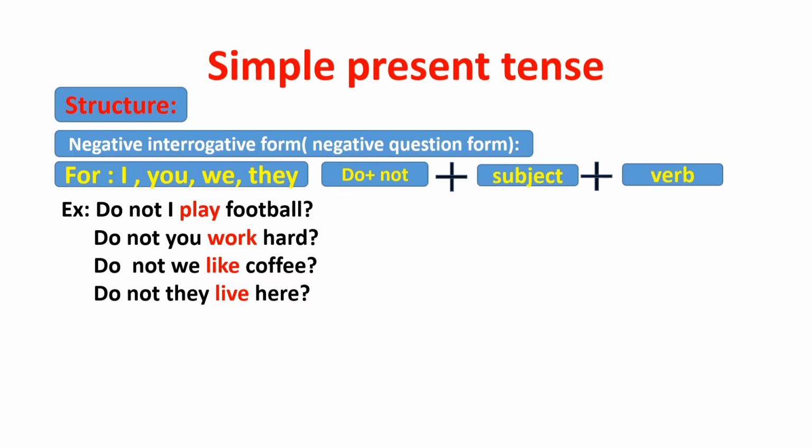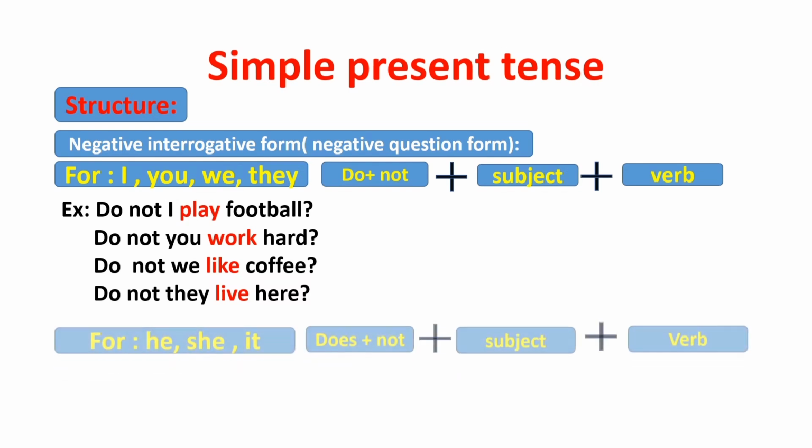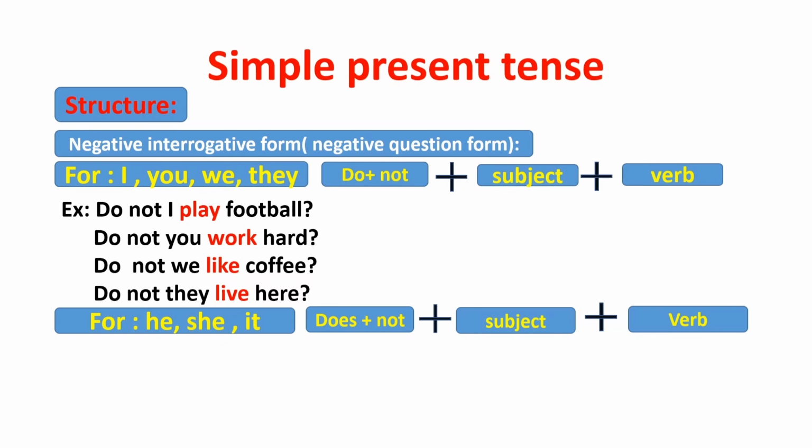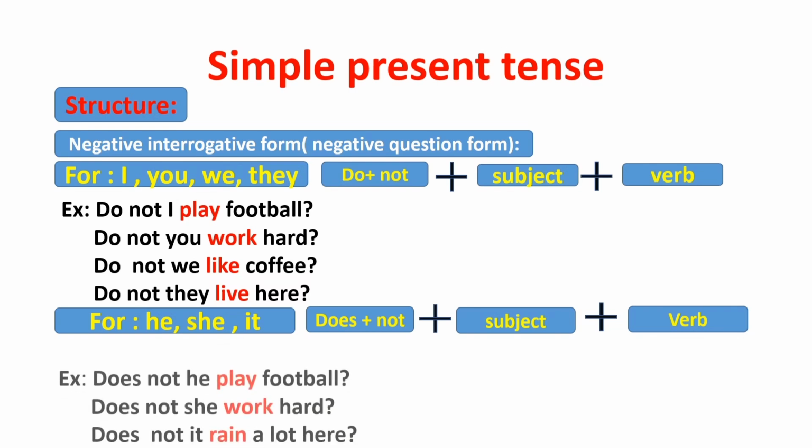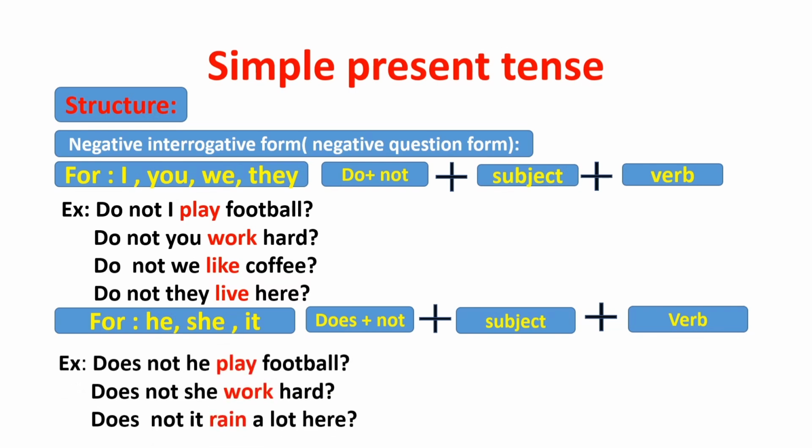Don't they live here? And for he, she, it, again we use does, but the negative form of that, does not or doesn't, plus subject plus verb. Does not he play football? Does not she work hard? Does not it rain a lot here?